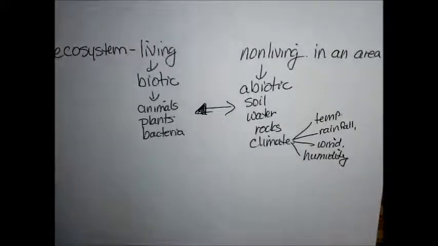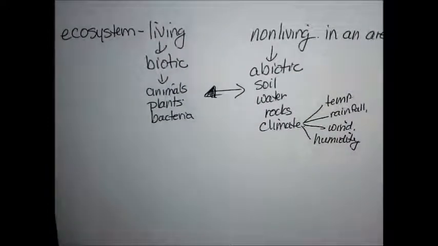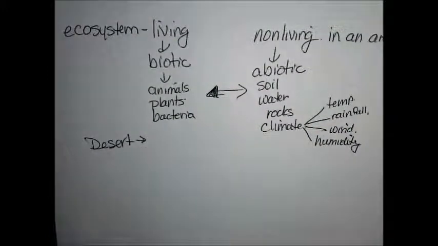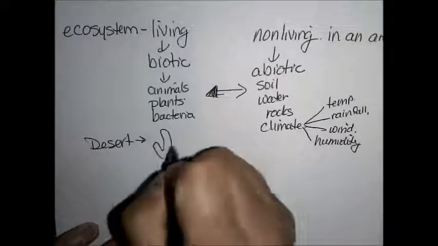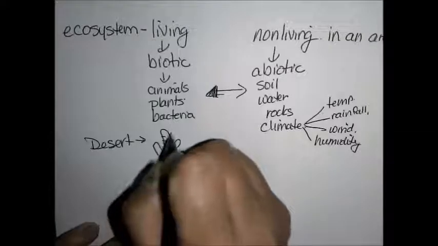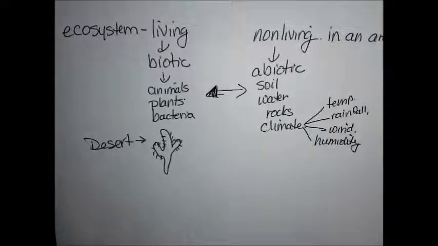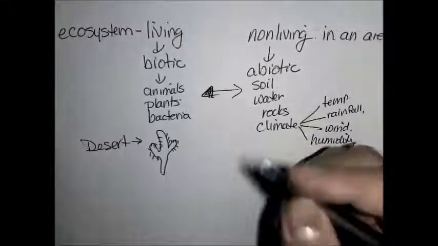So let's move on and go forward from here. All living things in an ecosystem have features that help them live there. So let's talk about a desert. Deserts have little water and are generally hot. If I have a cactus, or cacti for more than one, and I'm going to draw little spiky leaves on it, cacti can live in really hot desert conditions because they have adapted to that.